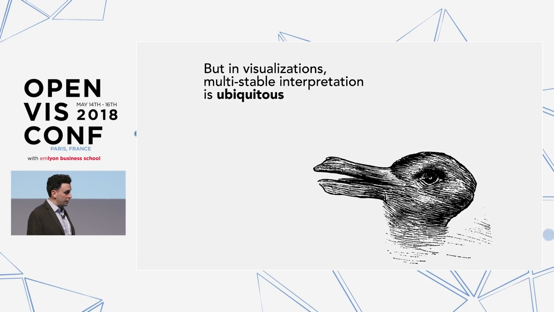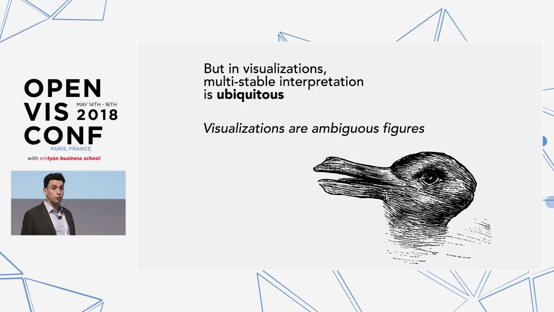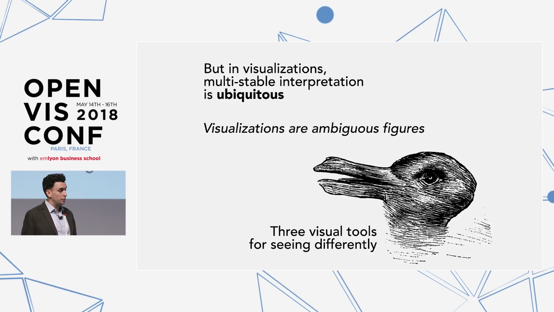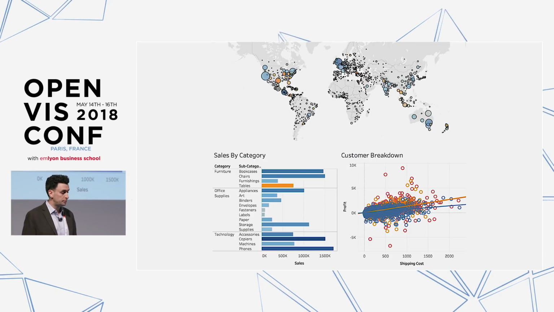So these ambiguous figures are not very prevalent in the real world, but in visualizations, they are ubiquitous. You can look at the same visualization and see many possible patterns in the data. Visualizations are a form of ambiguous figure. What we want to do today is look at at least 3 different visual tools that you have in your head, ways of turning those knobs and flipping those switches to see the patterns in a data visualization in different ways with different parts of your visual system.